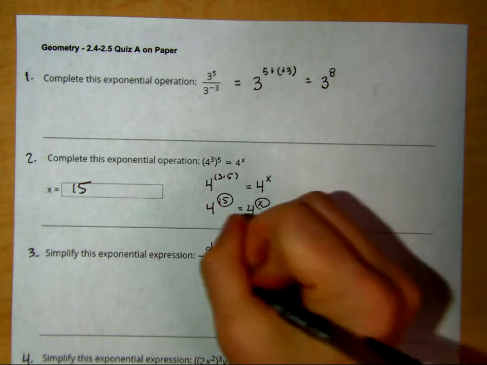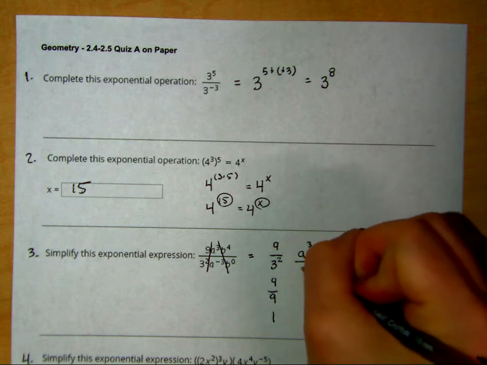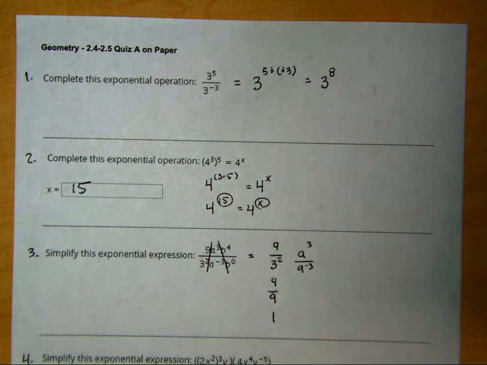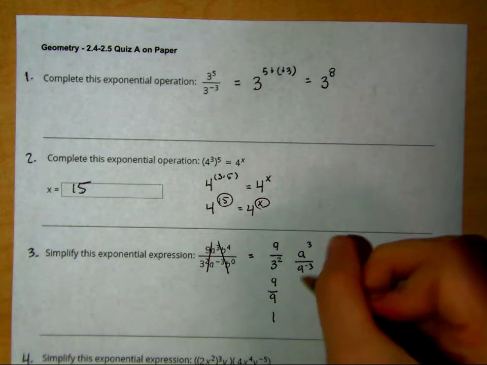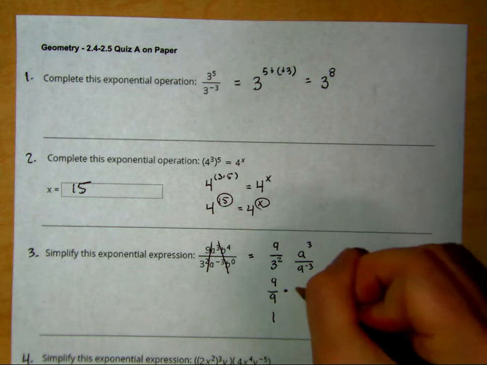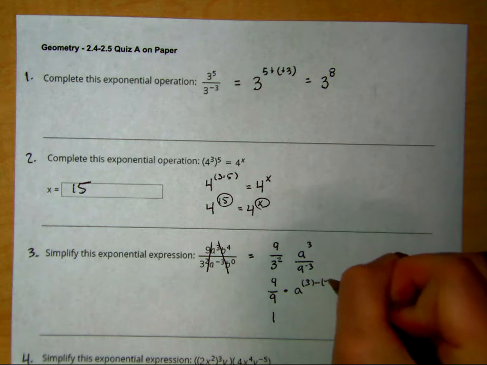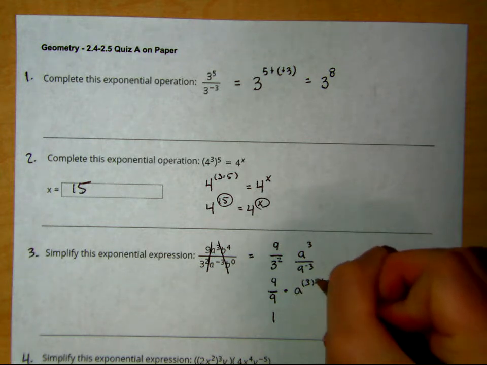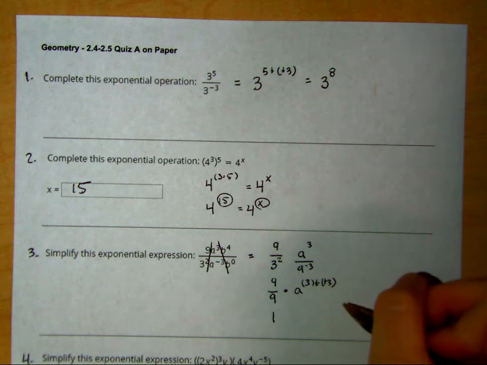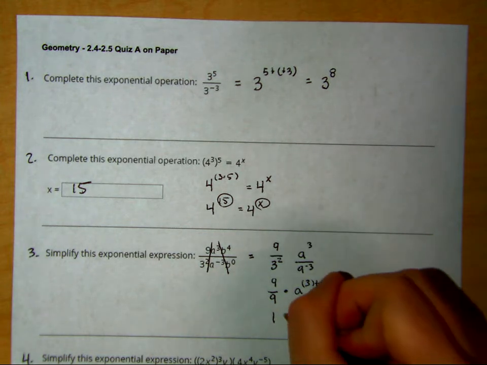Then we have a to the third divided by a to the negative third. When we divide with like bases, we subtract the exponents. So that's going to become a to the 3 minus negative 3, double negative, so it becomes a plus. So we end up with a to the 6th power.